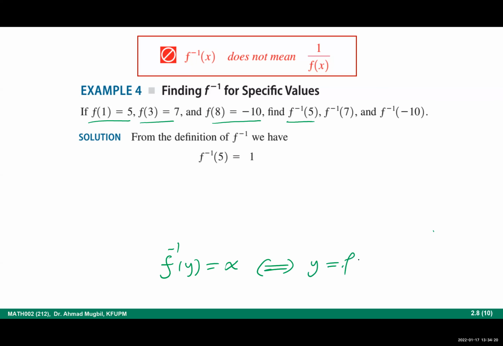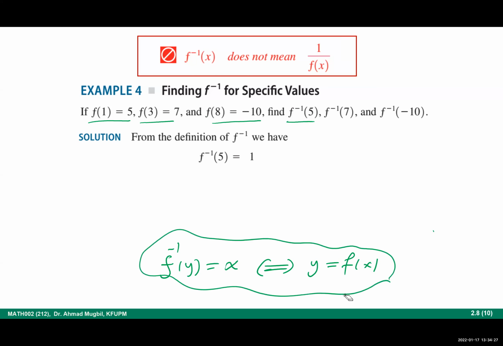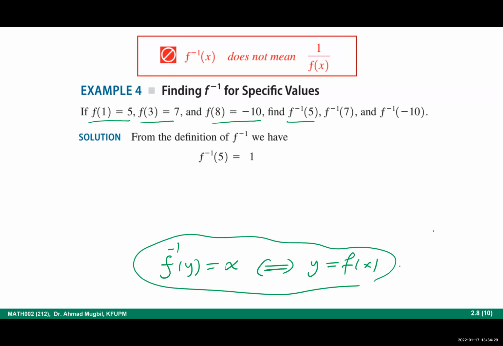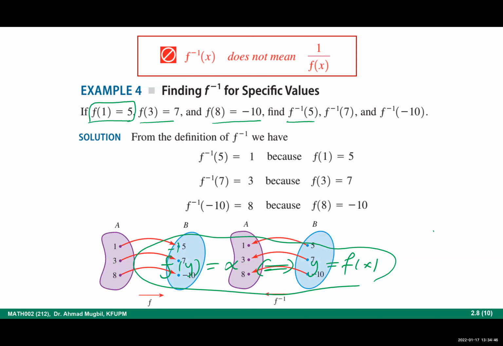Y equals f of x, the definition of the inverse. You need to understand this very well. So f inverse of 5 is 1 because f at 1 is 5. Now f inverse at 7 is 3 because f at 3 is 7. And similarly, f inverse at -10 is 8 because f at 8 is -10.